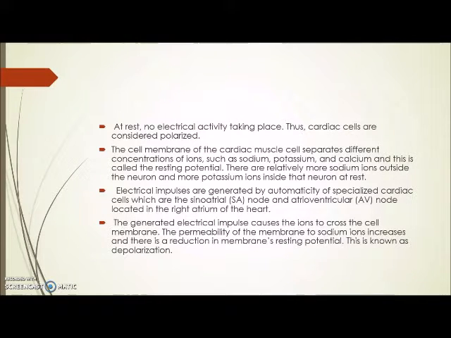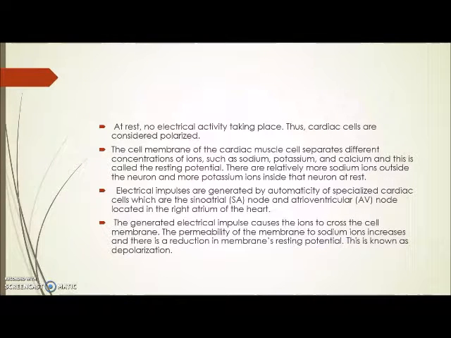There are relatively more sodium ions outside the cell and more potassium ions inside the cell at rest. Electrical impulses are generated by the automaticity of specialized cardiac cells, which are the sinoatrial node (SA node) and atrioventricular node (AV node), located in the right atrium of the heart. The generated electrical impulse causes the ions to cross the cell membrane.